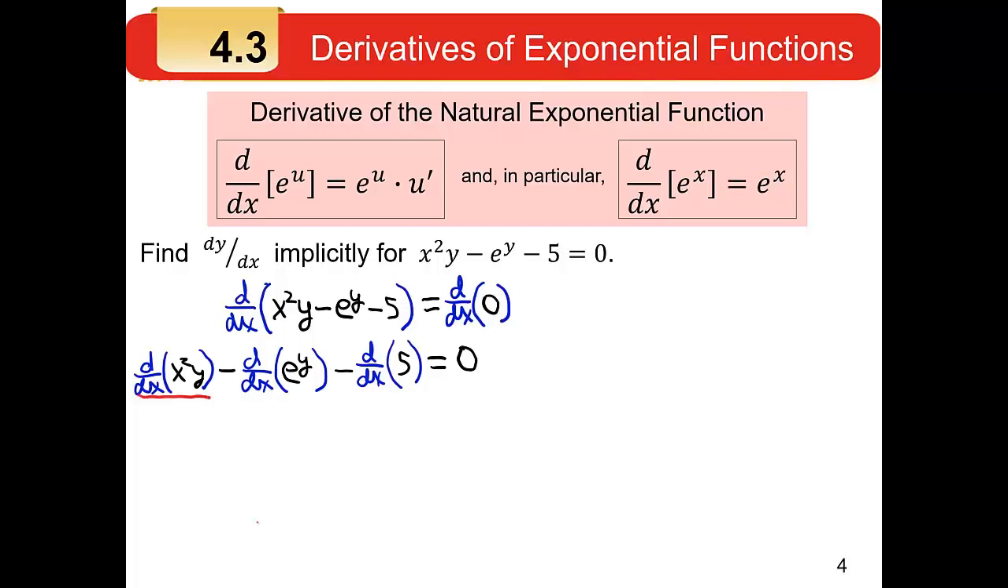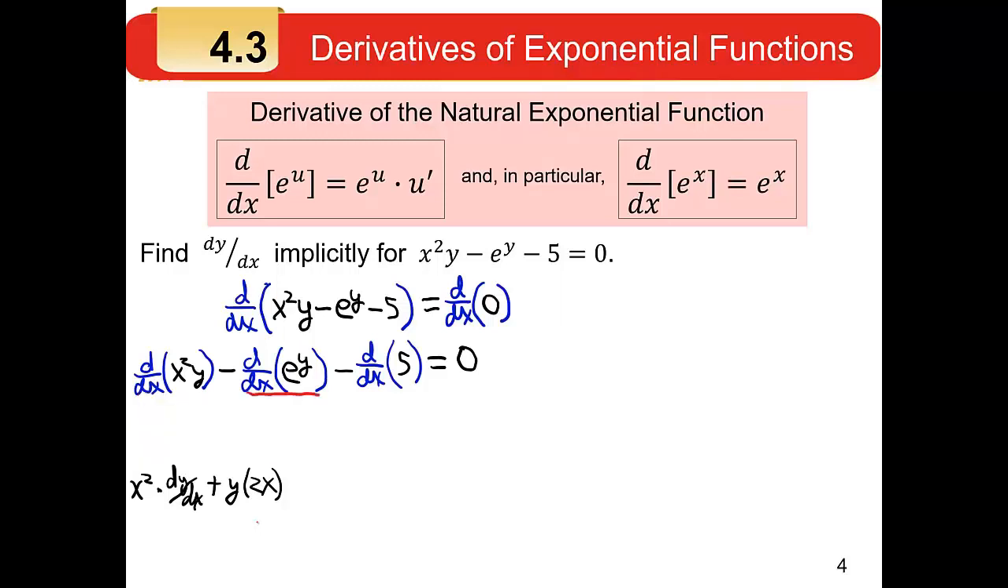So start off with the derivative of x squared y. That's a product, so we'll be using the product rule. Product rule says take the first factor times the derivative of the second plus the second times the derivative of the first. So that would be first factor x squared times the derivative of y, which is dy over dx, plus then you take the second factor, which is y, times the derivative of x squared, which is 2x.